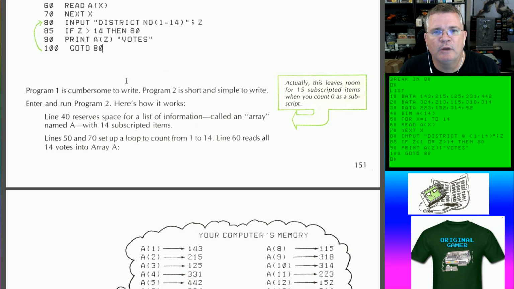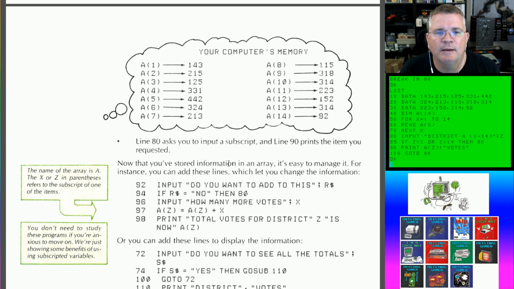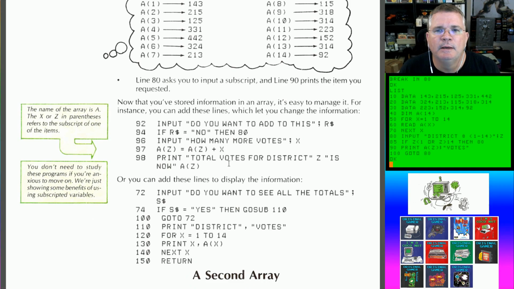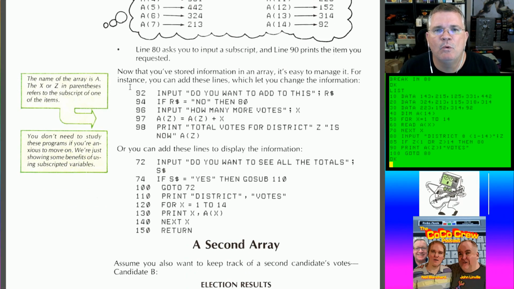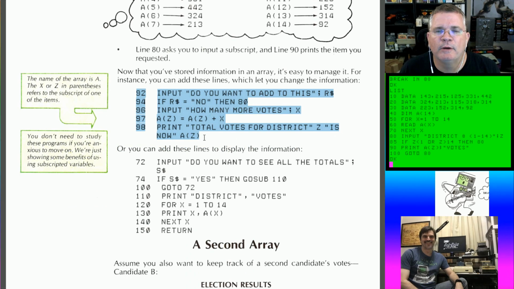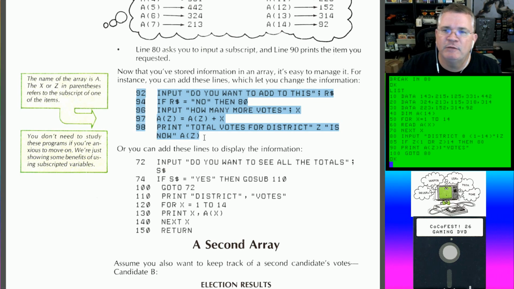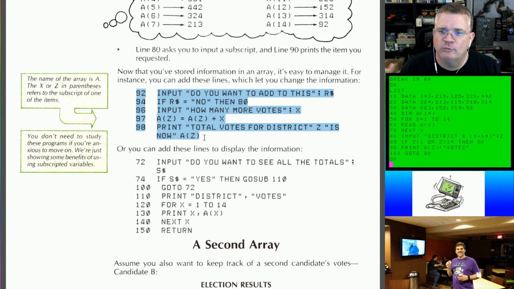It says program number 1 was cumbersome to write, and program number 2 is short and simple. Enter and run program 2, and here's how it works. I kind of just showed you how it works. And now it's also adding some more things. The next enhancement to program 2 was to add the question of, okay, here's how many votes this district has, but would you like to add to that? This is almost like how the Russians hacked our election.